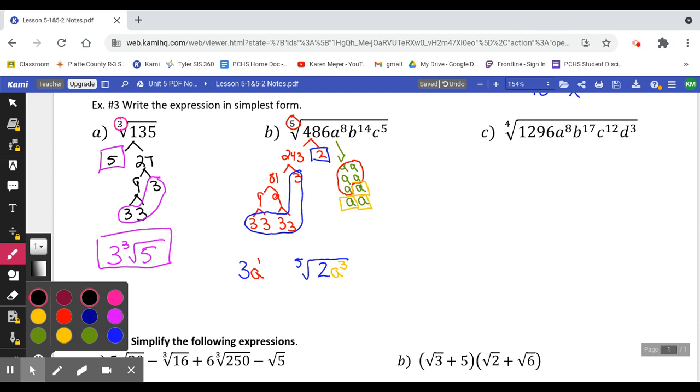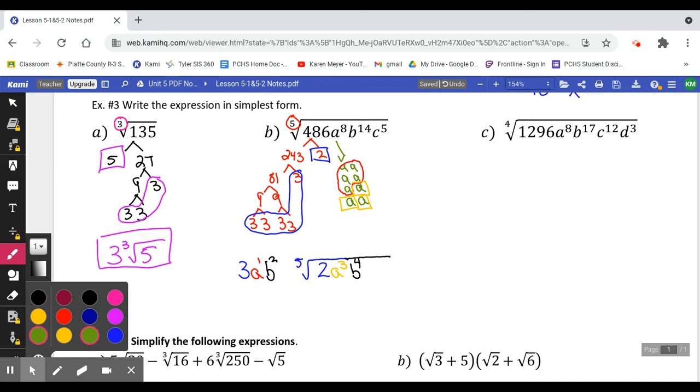For B, if you have 14 B's, how many groups of 5 can you get? And hopefully everybody says, oh, well, I can get 2 groups of 5 because 5 times 2 is 10. So on the outside, we have B to the 2nd. That means I've used 10 B's. So if I have used 10 B's, that means 4 are left over, because remember, I started with 14. So B to the 4th goes on the inside.